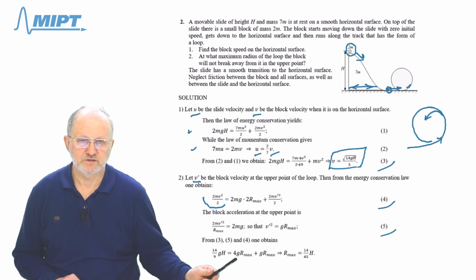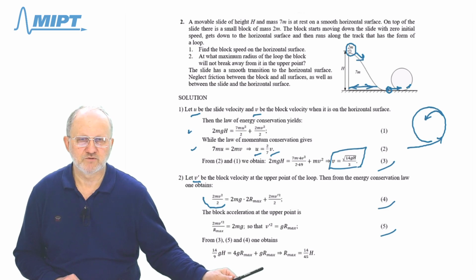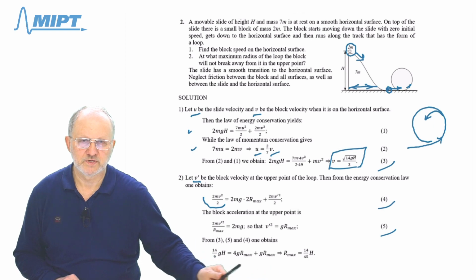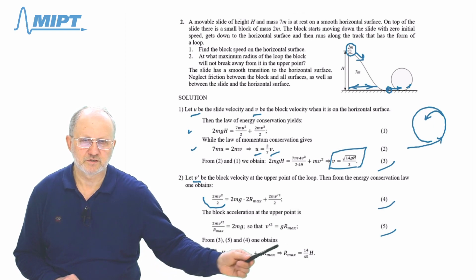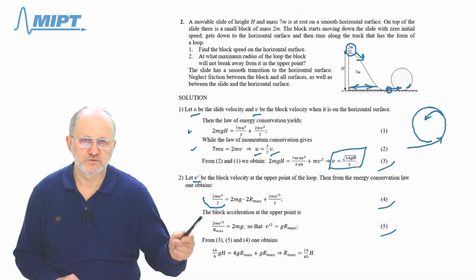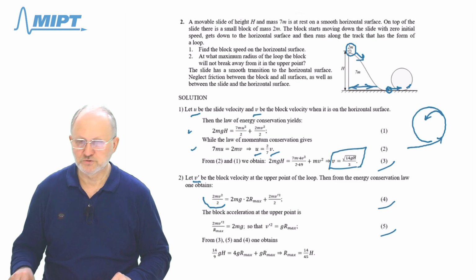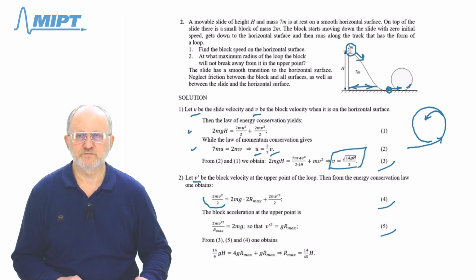That is, we can calculate the maximal radius of the loop at which the body will not break away from its surface. That is the final answer to the problem. Again, simple algebraic calculations allow one to obtain this answer based on the two equations, the equation of energy conservation and the condition that the centripetal acceleration of the block equals the acceleration of free fall. Such is the solution of the second problem.